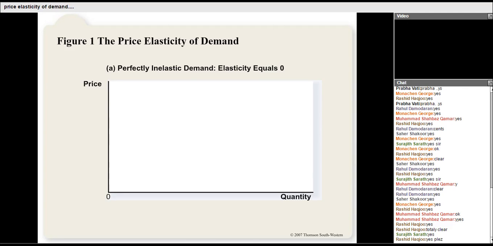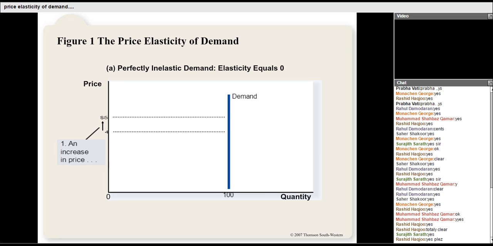See, we are now going to study an example of perfectly inelastic demand, which is inelastic, not changing. The price changes, but still the demand is not changing. What happened in that case? You can see, right? Okay. Let me explain to you.